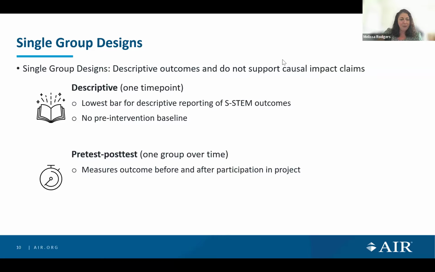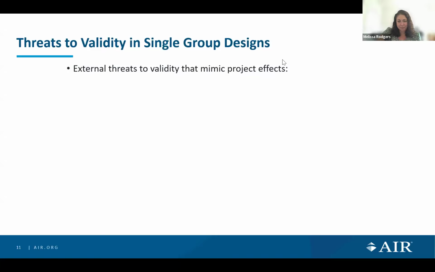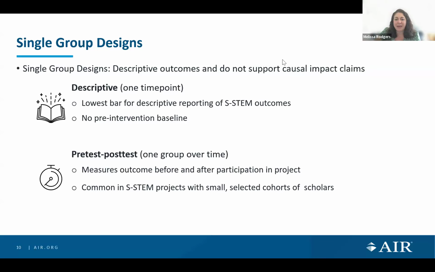In terms of the pre and post-test design measures, the same group will be measured before and after some amount of time in the project participation. In many S-STEM projects, this may be the only realistic design option because, again, cohorts are small, scholars are selected due to merit and eligibility, and they really can't be randomly assigned. Pre-post data can show whether outcomes improved over time, but without a comparison group, it is impossible to know whether the program caused the change or whether the change would have happened anyway.